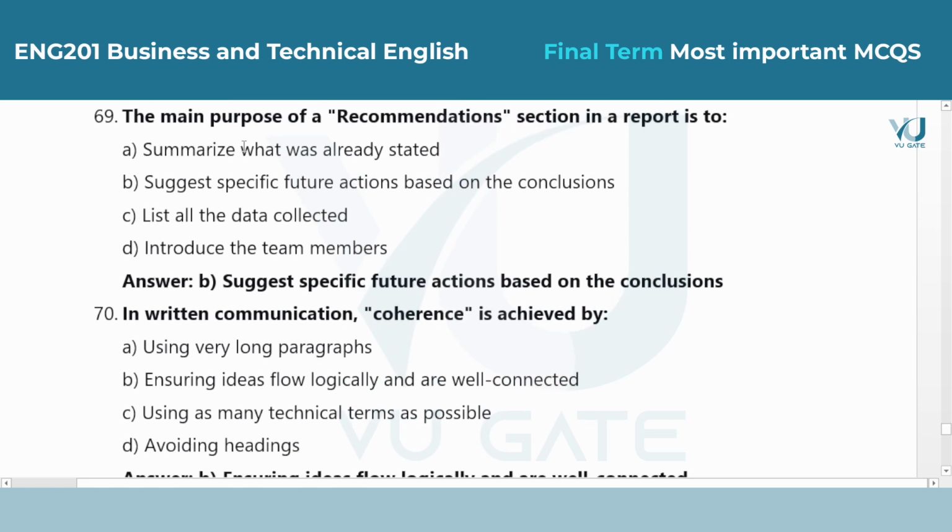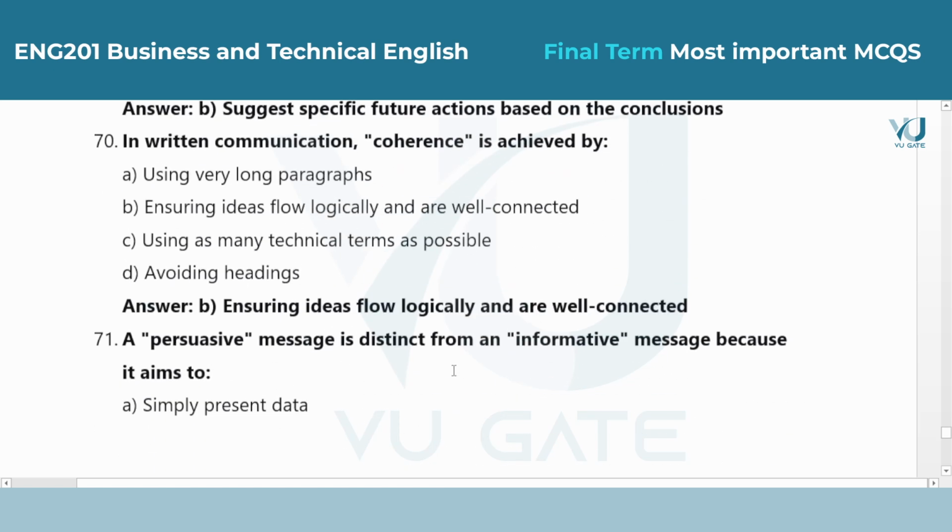69. Question. The main purpose of a recommendations section in a report is to. Answer. B. Suggest specific future actions based on the conclusions. Concept. This section turns the report's findings into a practical to-do list for the decision makers.